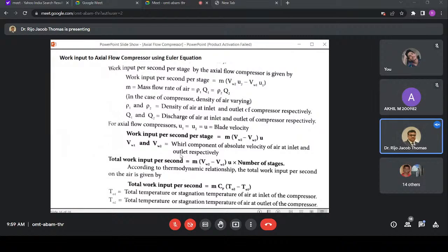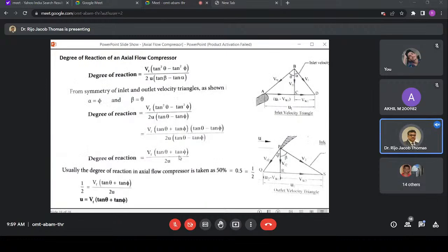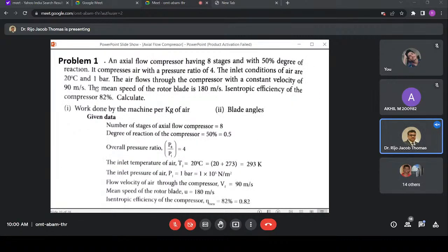Okay, okay. So you will get the degree of reaction, yeah, as VF into. This is a problem. An axial flow turbine having 8 stages. You can see that there are 8 stages. 50% degree of reaction. It compresses air to a pressure ratio of 4. Inlet conditions given. Airflow through the compressor at constant velocity 90 meter per second. Mean speed of the rotor blade is 180 meters per second. Isentropic efficiency of the compressor is given.